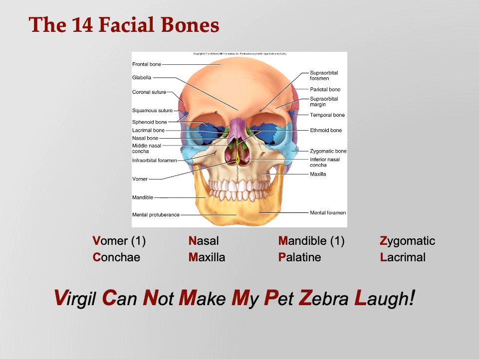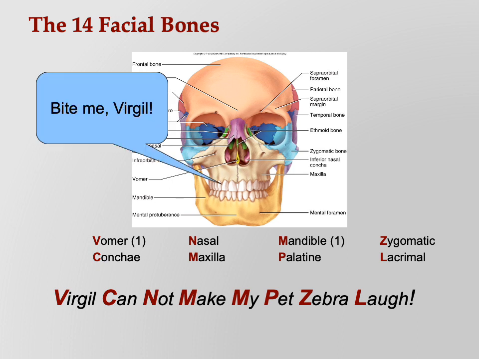In order to help remember this, you can remember the mnemonic: Virgil cannot make my pet zebra laugh. See, Virgil for vomer, C for conchae. I know it looks like conchae, but usually the CH is pronounced as a K. I don't care. Not for nasal, make for maxilla, and so on, okay? So, bite me, Virgil. All right.